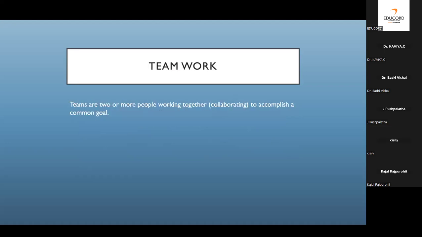Coming to teamwork, teams are two or more people working together or collaborating to accomplish a common goal. When we assess a patient and provide him or her with any kind of treatment or protocol, we are setting up a goal and trying to accomplish it by working together. Whatever the goal is, we work with the gerontologist or geriatrician or the geriatric nurse or OT or any other specialist.